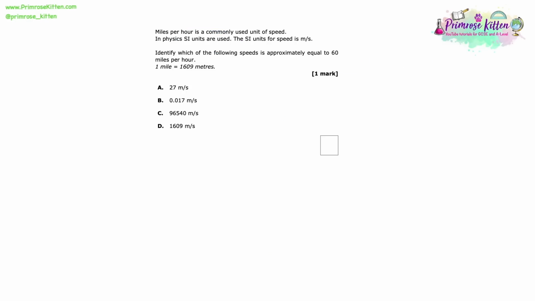Miles per hour is a commonly used unit of speed. In physics, SI units are used. The SI unit for speed is meters per second. Here we're asked to identify which of the following speeds is approximately equal to 60 miles per hour. And we're told that 1 mile is equal to 1,609 meters.